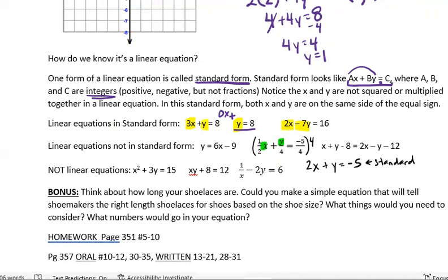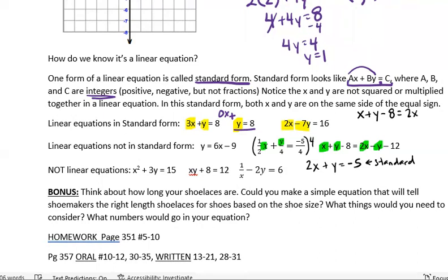Now, this last one, we have x plus y minus 8 equals 2x minus y minus 12. This is still a linear equation, but it's not in standard form. We have multiple x's and y's. They're not multiplied together, and they're not squared. We could get them on the same side of the equation by just subtracting them over. So how could we fix this to make it standard form?